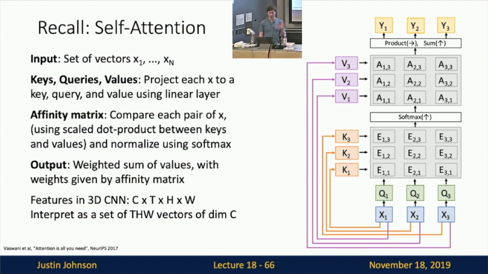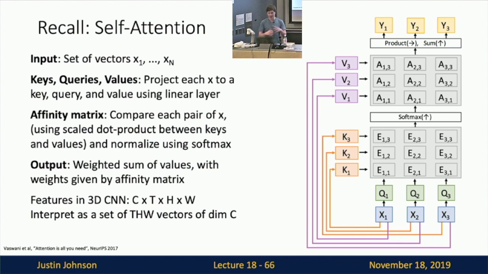So now we can just port this whole architecture over into 3D, where we process some part of our network using a 3D CNN, and that will give us this 4-dimensional tensor with a channel dimension and 3 spatial dimensions. And now we can interpret this 4-dimensional tensor as a set of vectors of dimension C, where the number of vectors is T times H times W.